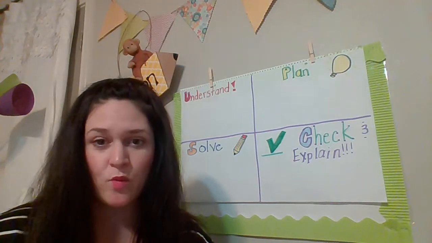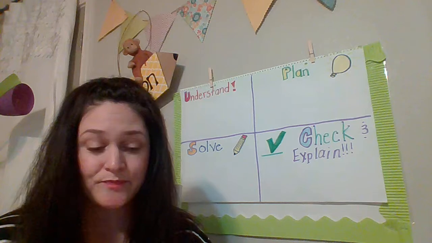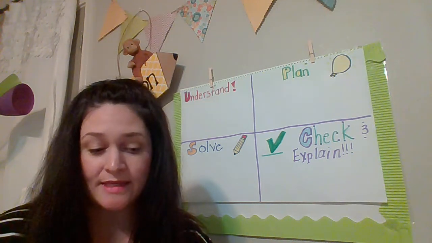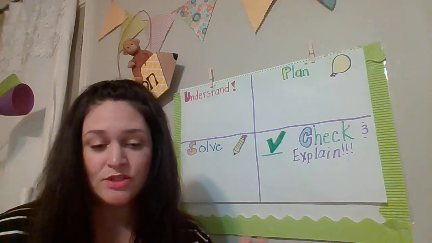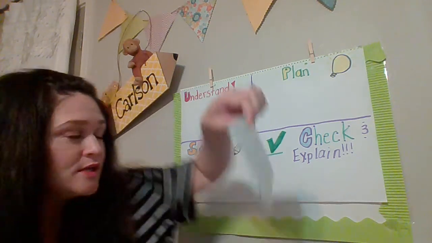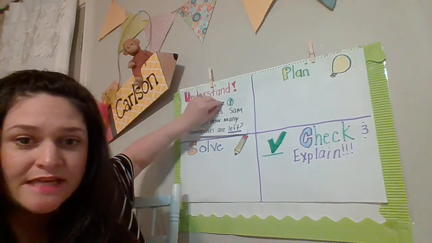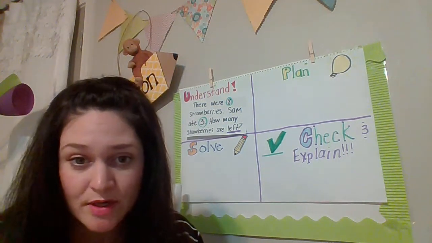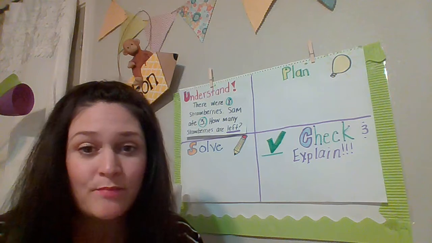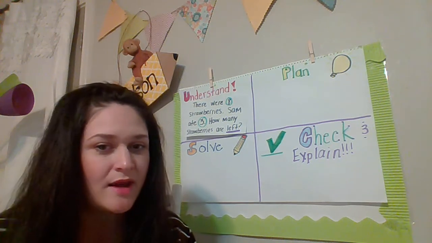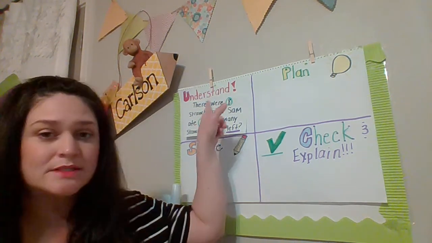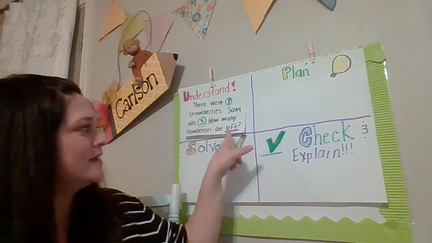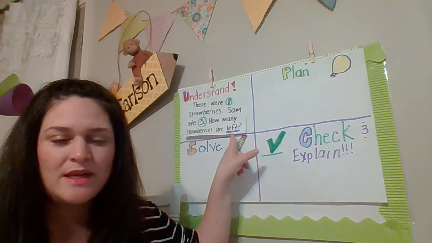Okay, so here is the word problem that we're going to work with today. There were 8 strawberries. Sam ate 3. How many strawberries are left? So this is my first stage. Now remember, I need to circle any important numbers and I need to underline any important words. And here I knew that 8 was an important number, so I circled it. I knew that 3 was an important number, so I circled it.